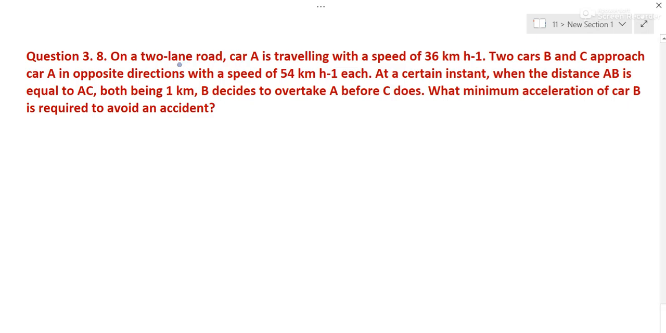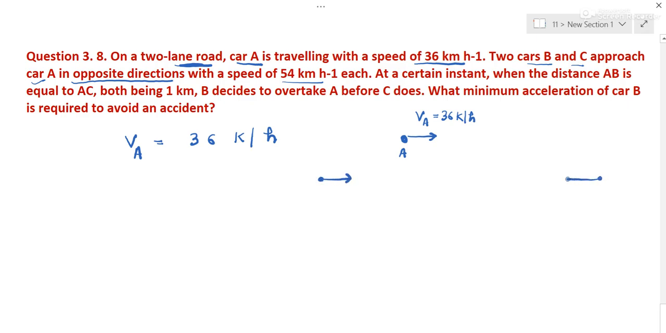On a 2-lane road, car A is traveling with a speed of 36 km per hour. The speed of car A is 36 km per hour. So car A is moving with a speed of 36 km per hour. B and C are approaching car A from opposite directions with a speed of this. So B is approaching and C is approaching it with a speed of 54 km per hour.